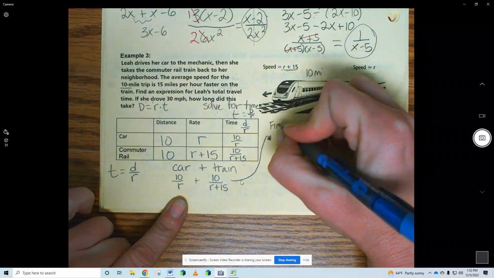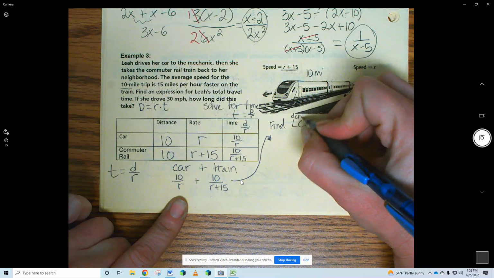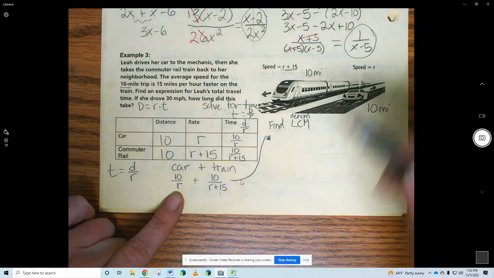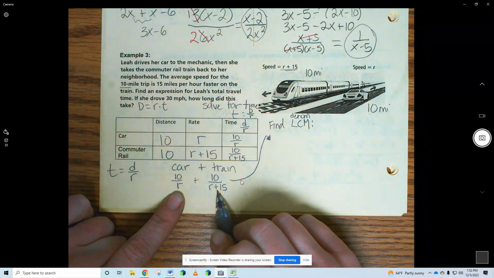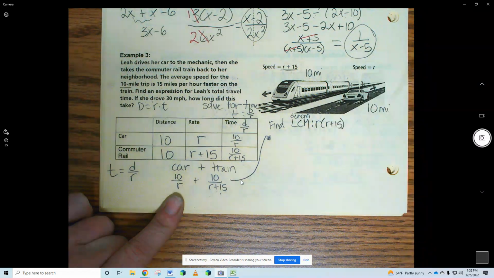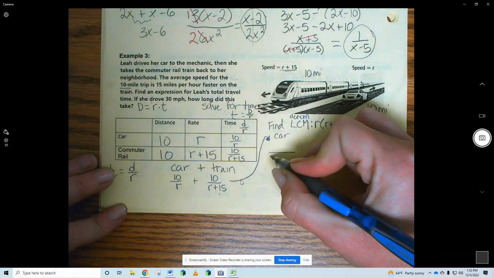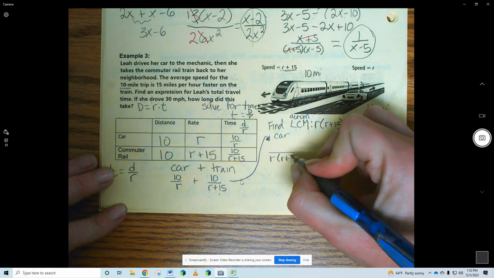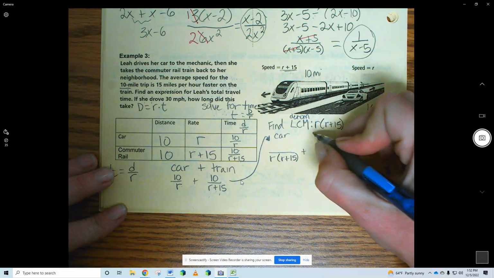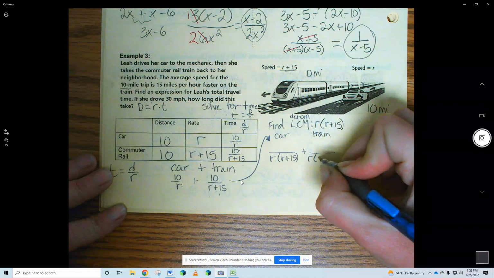Find the LCM, which is the denominator. What's the common denominator of an R and an R plus 15? Both of them, R times R plus 15. So now I'm going to go car, R parentheses R plus 15, plus train, new fractions, R times R plus 15.